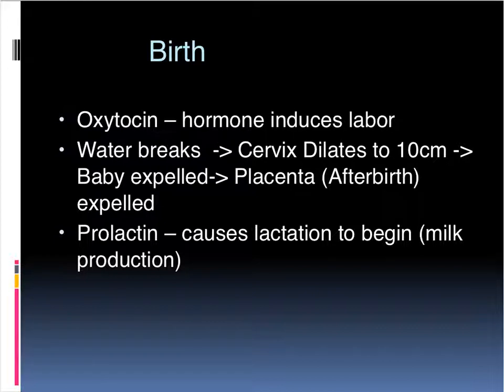Let's summarize childbirth. In a perfect system, first, oxytocin is produced. This is the hormone that induces labor. Next, the water breaks. That's followed by the cervix dilating to 10 centimeters. The baby is finally expelled. Following the baby's expulsion, we have the placenta or afterbirth being expelled. Lastly, the mother produces prolactin, a hormone, and that causes lactation to begin, or the production of milk.